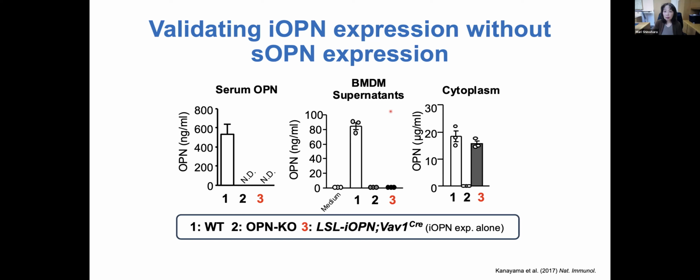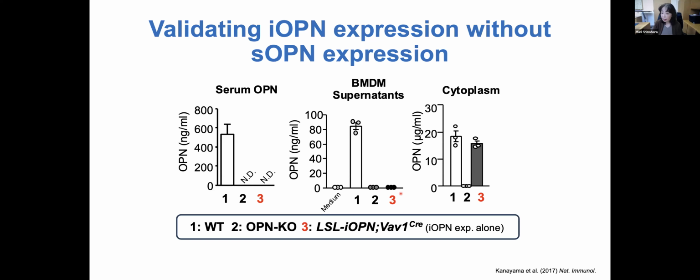And then the next one, similarly, we simply plated bone marrow derived macrophages and looked at the supernatant, basically looking at whether sOPN is there. Number 1, yes, sOPN is there because wild type makes both sOPN and iOPN. But number 2, no iOPN, no sOPN. So of course we didn't detect sOPN. And then number 3, it was good.